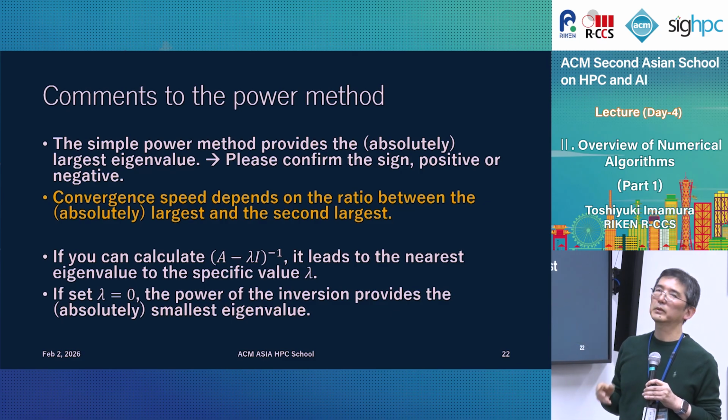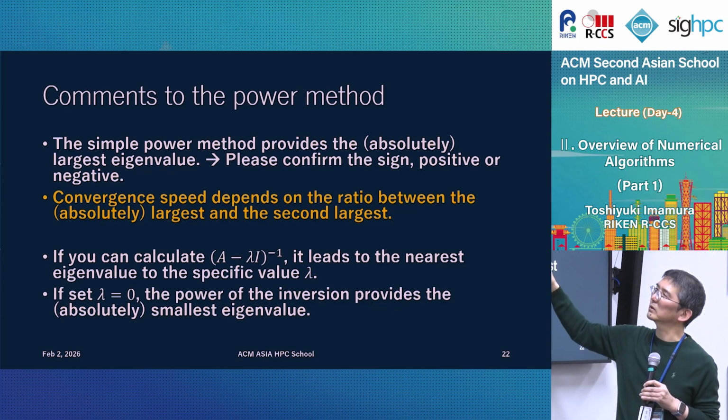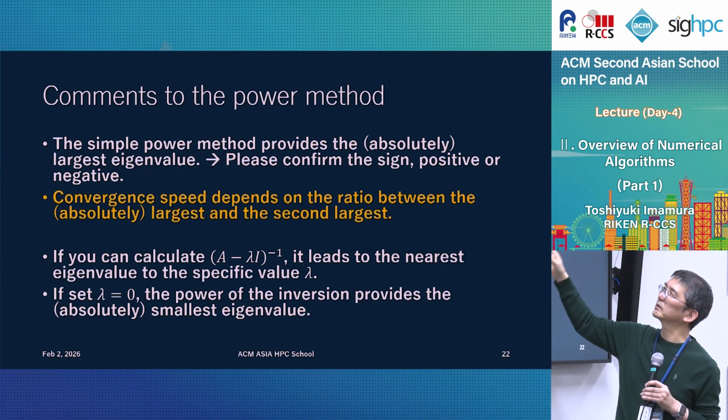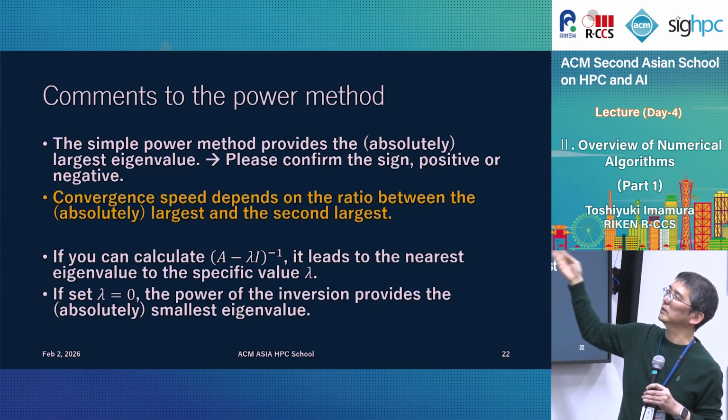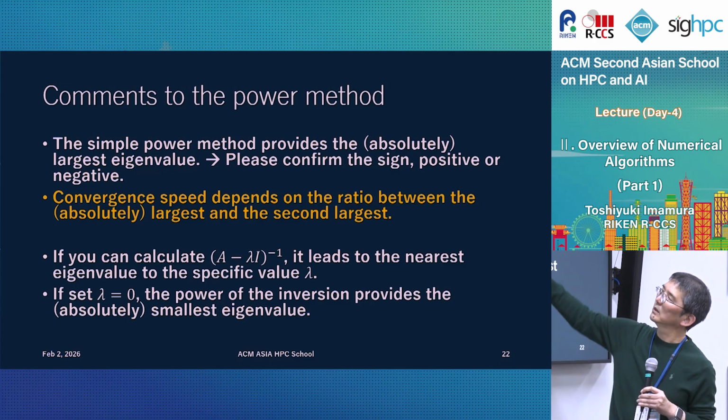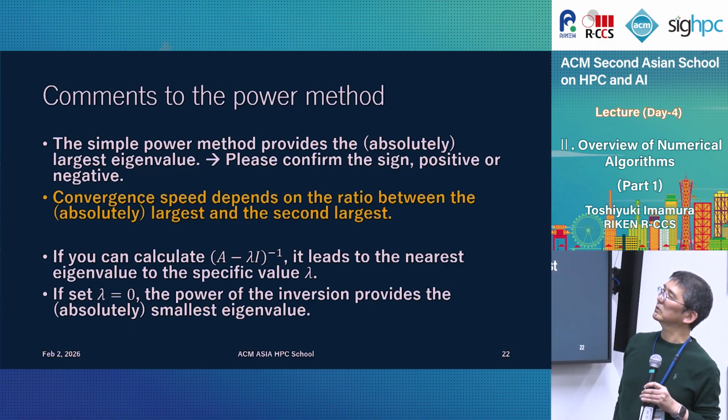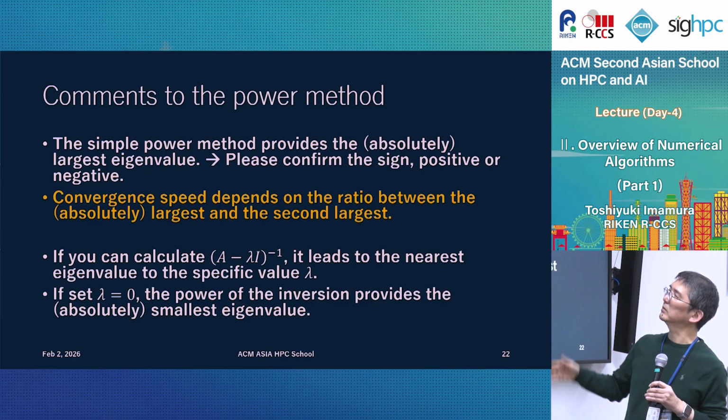Maybe you will feel the convergence speed. It is very slow sometimes. Of course, if we choose an appropriate initial guess, it converges in just 1 or 3 iterations. But if we choose a larger matrix, like 10 by 10 or 100 by 100, the power method shows very slow convergence behavior.